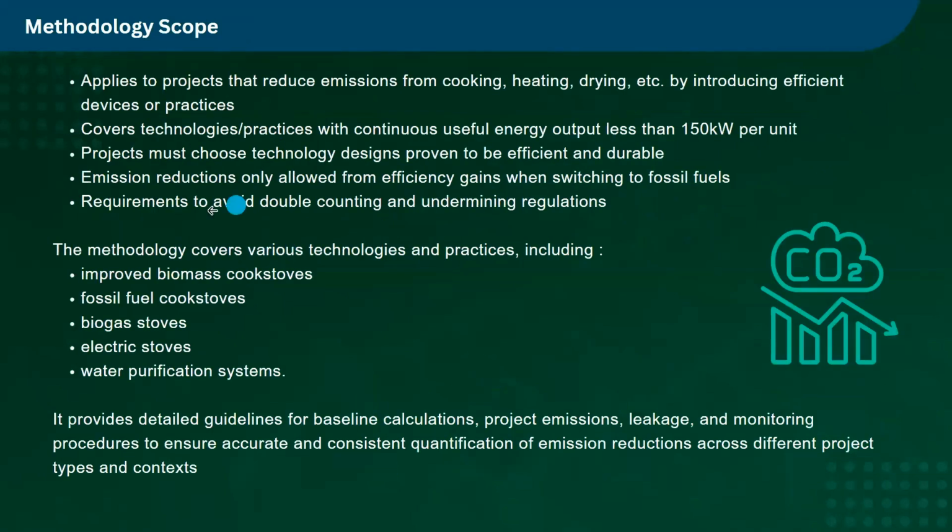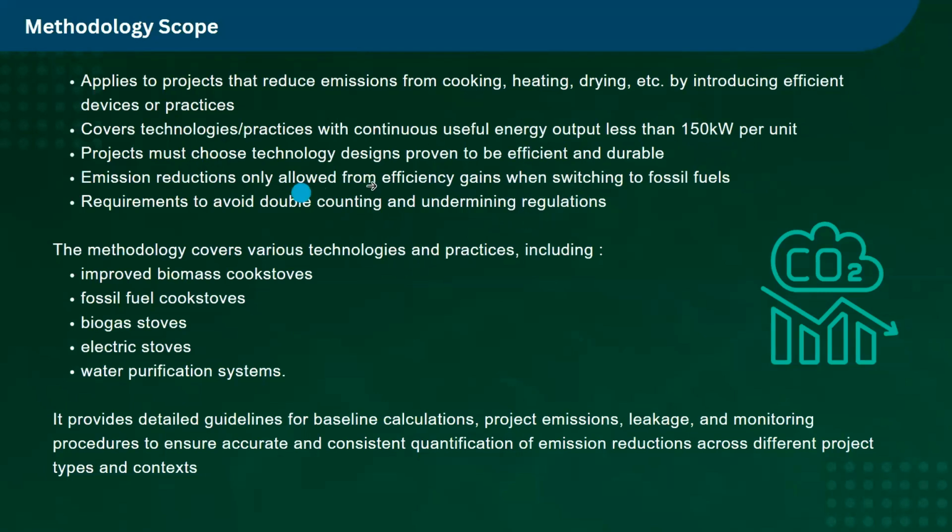So now, what is the scope? Right now, we can find multiple project types like fossil fuel cookstoves, improved biomass cookstoves, biogas stoves, and electrical stoves. All of these follow this particular methodology. In general, it applies to all projects that reduce emissions from cooking, heating, and drying. For any continuous useful energy output less than 150 kilowatts per unit, we can implement this methodology. And we need to make sure that it avoids double counting and complies with multiple regulations.